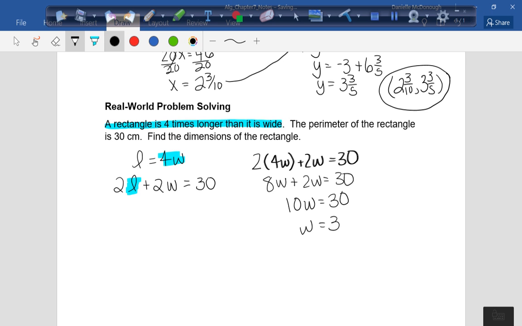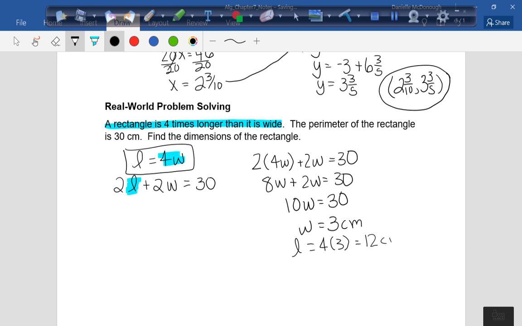So the width is going to be 3 centimeters. And then remember, the length over here, the length is 4w. So the length is 4 times whatever w was, which was 3, to get 12 centimeters. And so the width was 3 centimeters, and the length was 12 centimeters.